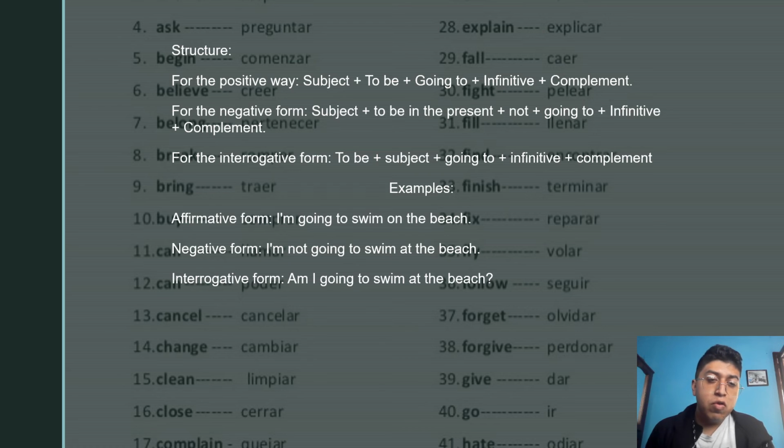A structure for the positive form: subject plus to be plus going to plus infinitive plus complement. For the negative form: subject plus to be in present plus not plus going to and infinitive complement. For the interrogative form: to be plus subject plus going to infinitive complement. Example: I am going to swim on the beach. I am not going to swim at the beach. Am I going to swim at the beach?